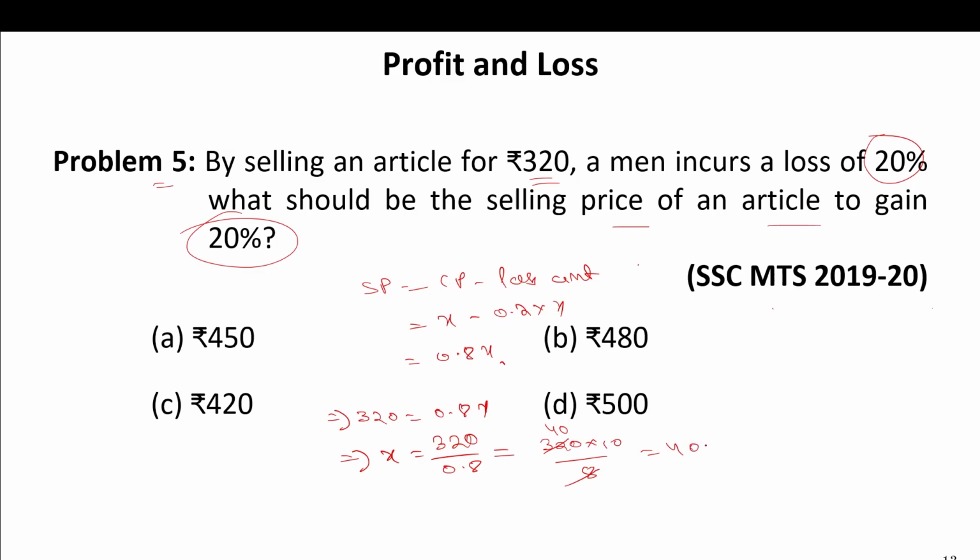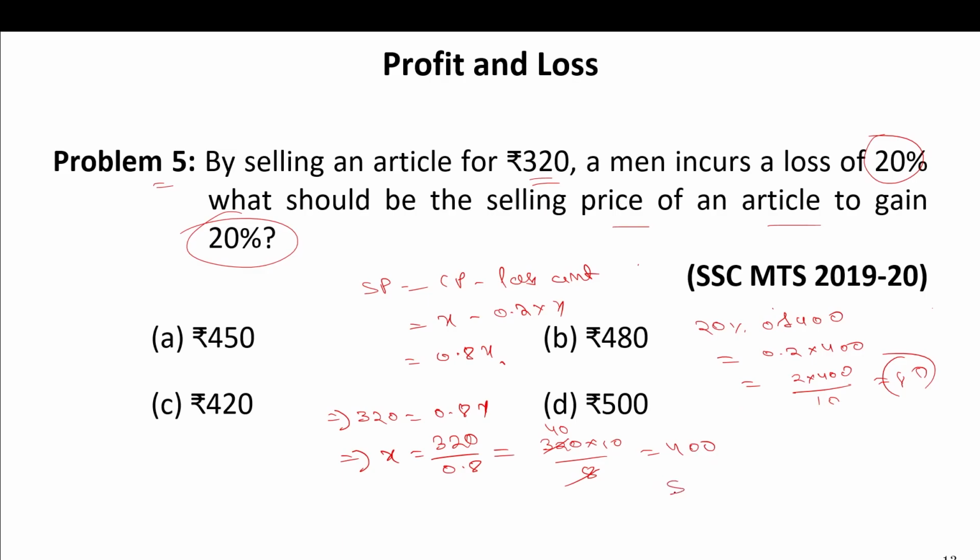And this will be 400, right? So what we want is a 20% gain on it. Okay. So 20% profit will be what? 20% of 400 is equal to 0.2 into 400, which is 2 into 400 by 10, equal to 80, right?